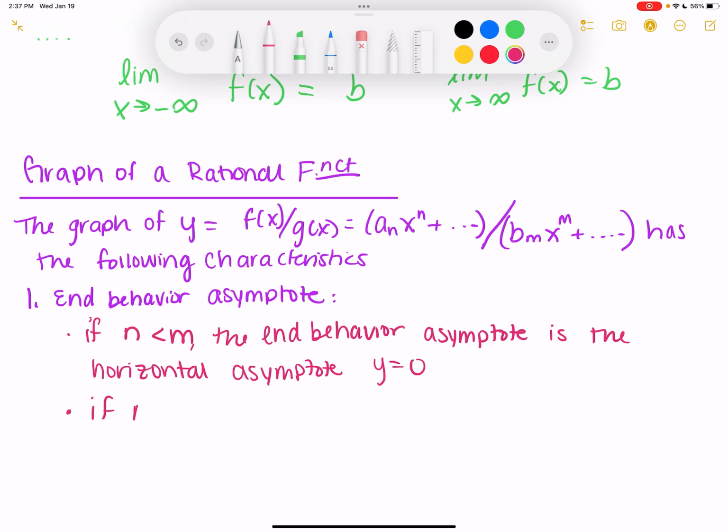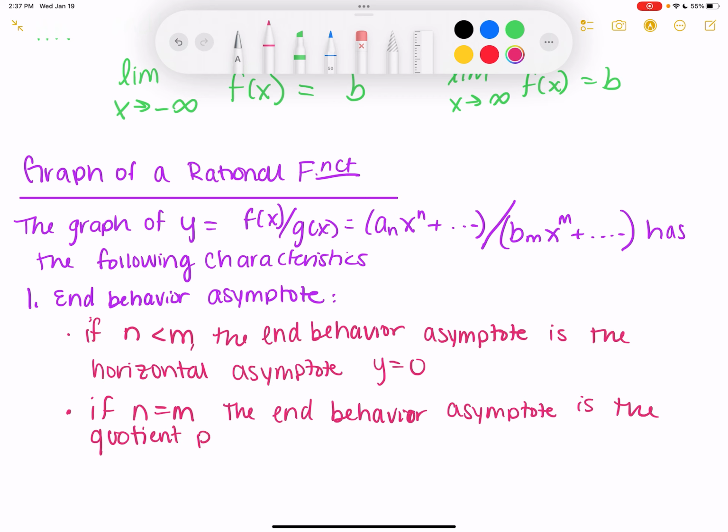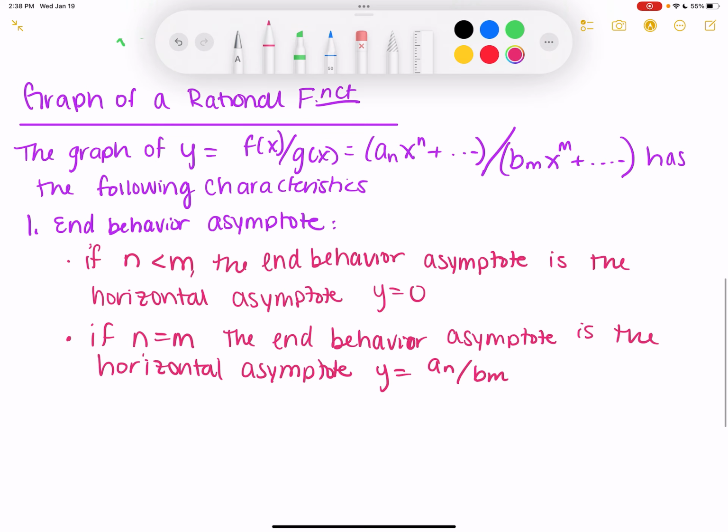If n is equal to m, the end behavior asymptote is the quotient polynomial function, the horizontal asymptote y equals a sub n over b sub m, so it's the leading coefficients. If they're both the same, it's the coefficient.